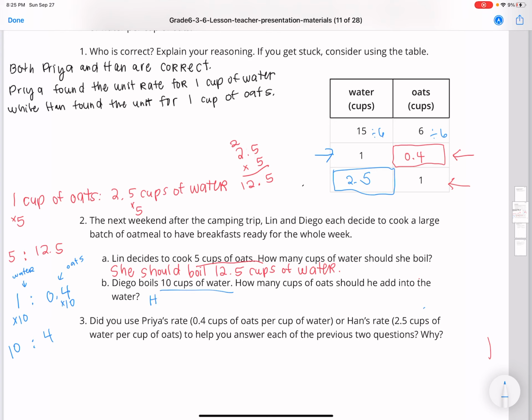So how many cups of oats should he add? He should add 4 cups of oats.